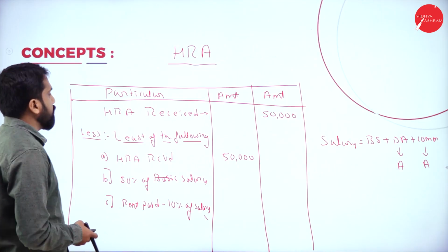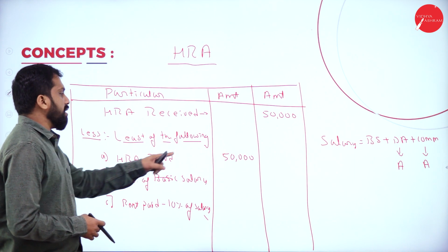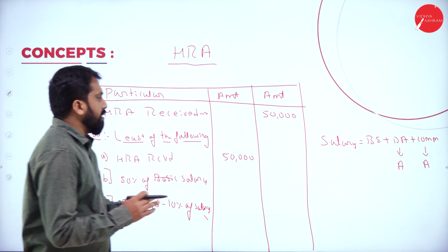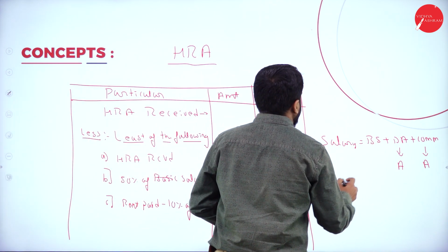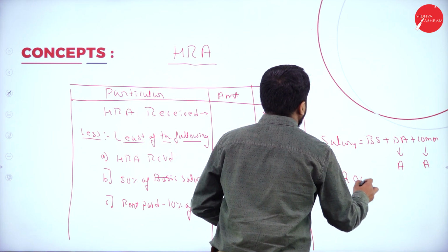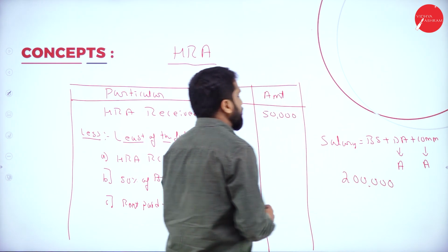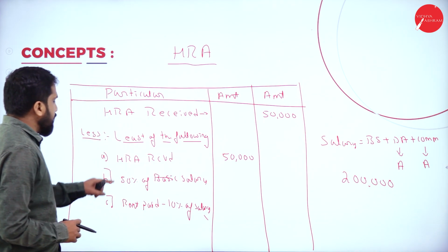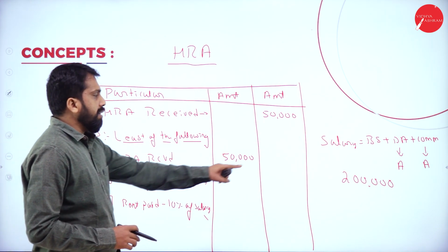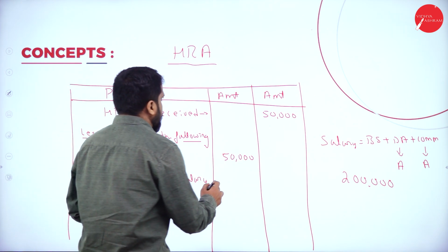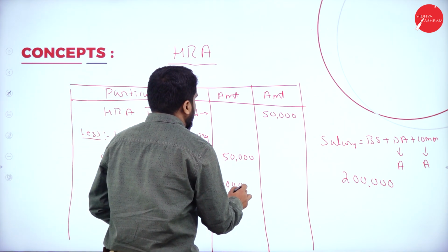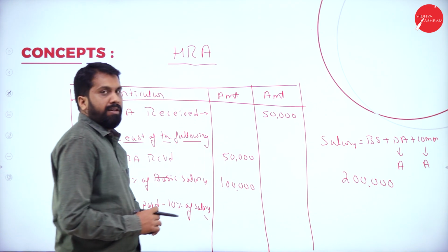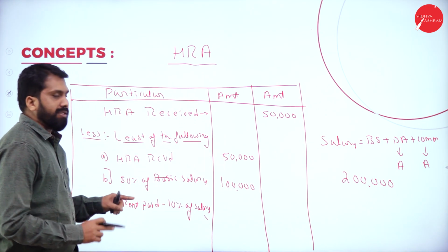Now, as per the concept, HRA received, I have taken 50. Just assume that your basic salary is some 2 lakh. Example. Now, what is this? 50% of salary means on 2 lakh, 50% means how much? This will be 1 lakh. Clear? Now, why is it 50%?